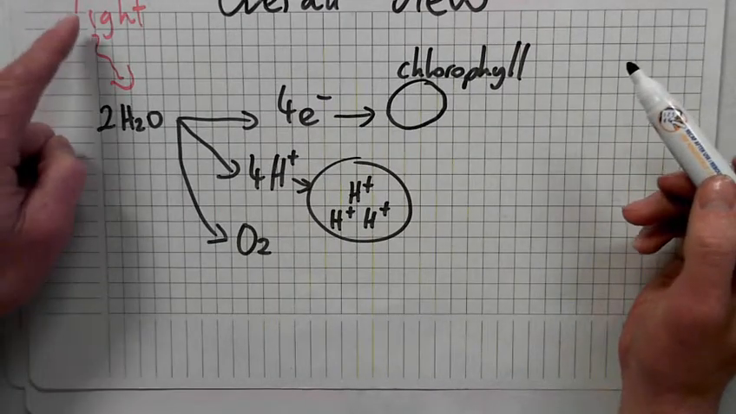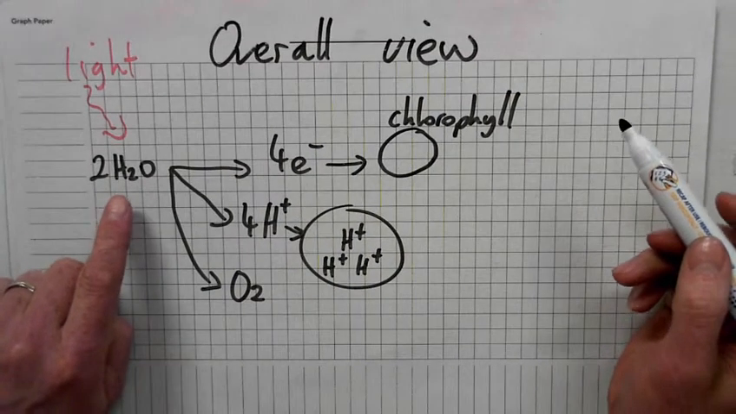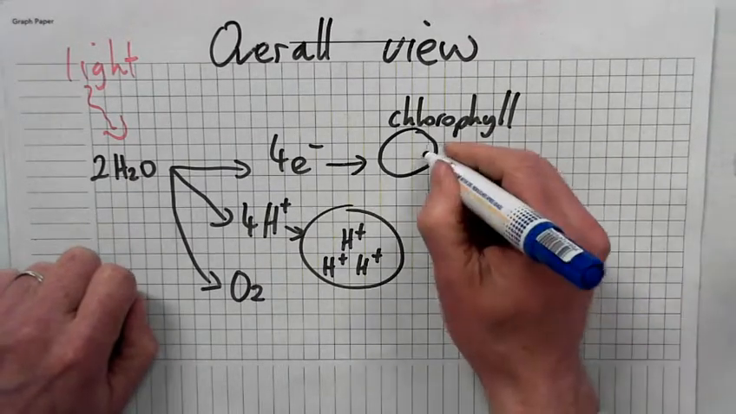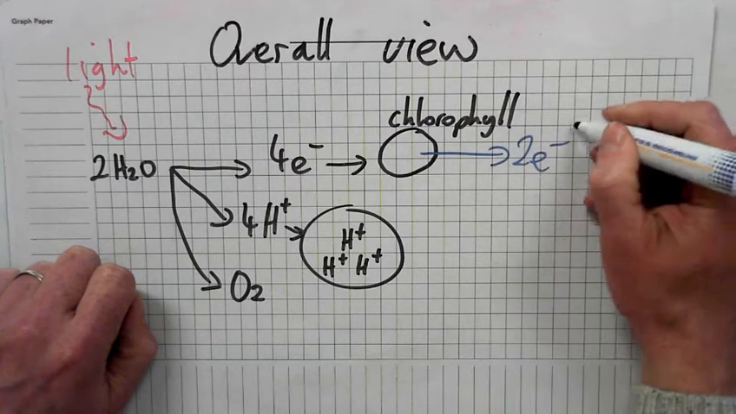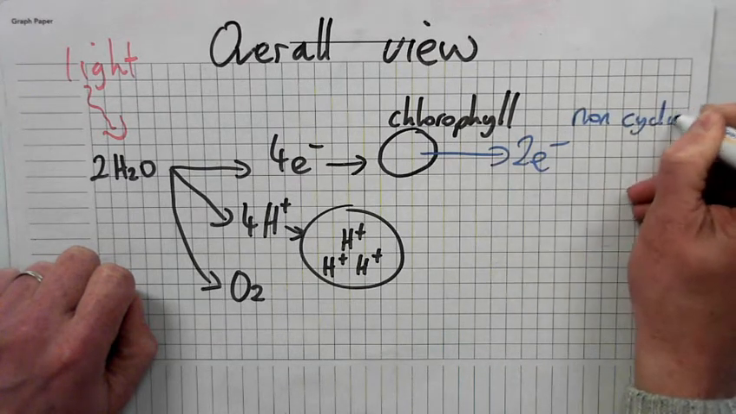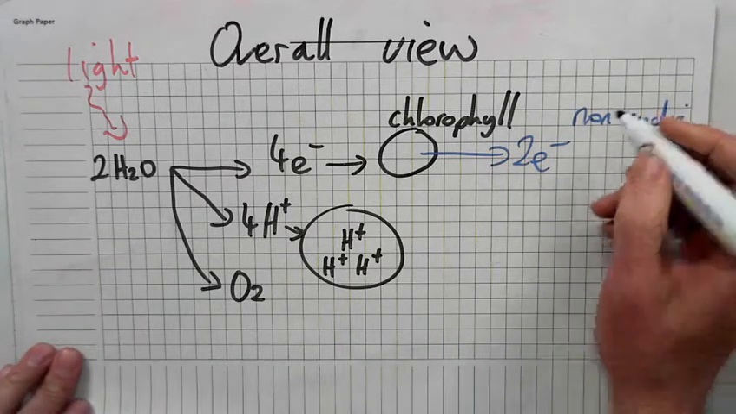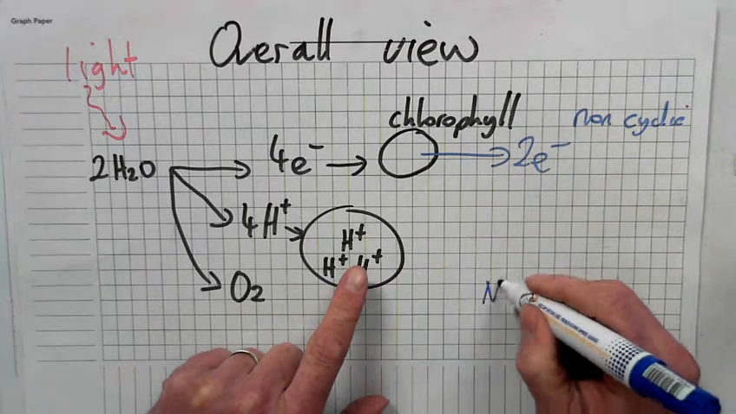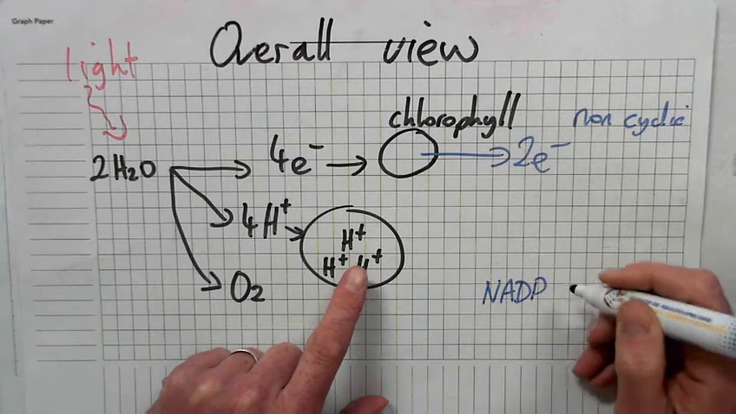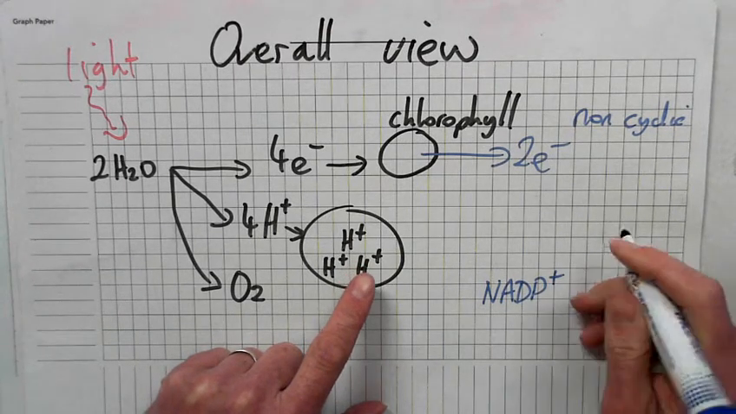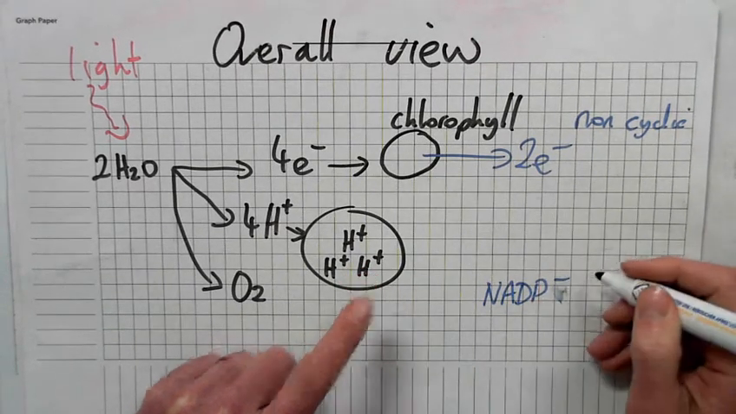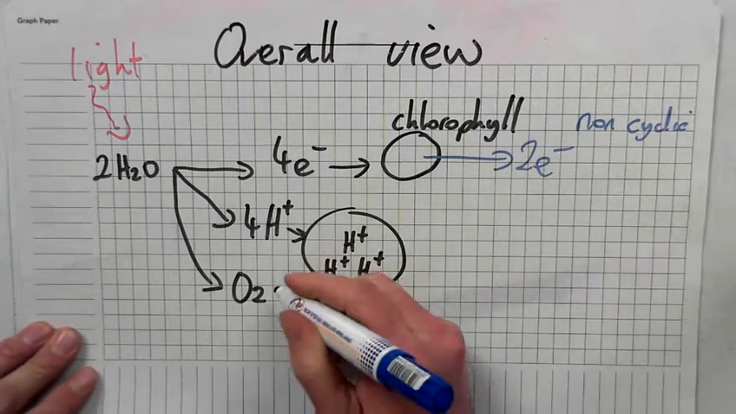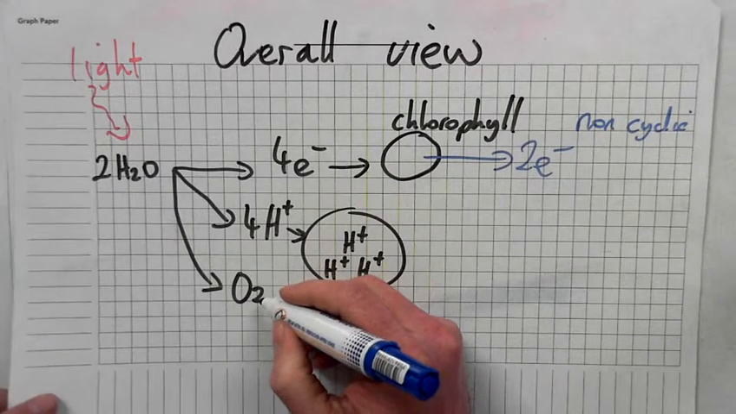Right, the overall view. So in the splitting of water, you have 2H2O. You have the 4 electrons, which will pass to the chlorophyll in the case where the chlorophyll loses 2 electrons to non-cyclic photophosphorylation. 4 hydrogens pass to the hydrogen pool. Remember, these hydrogens will join with NADP minus to form NADPH. The O2 is used in respiration, or it's lost to the atmosphere.